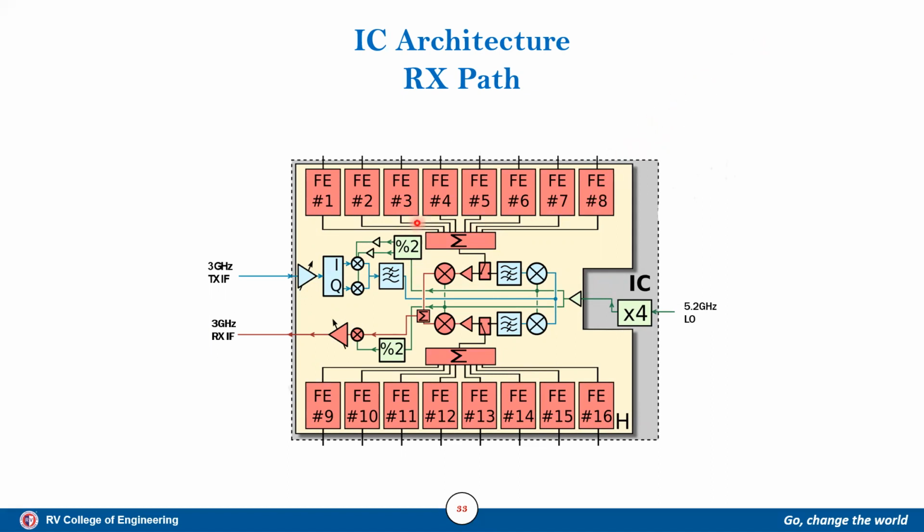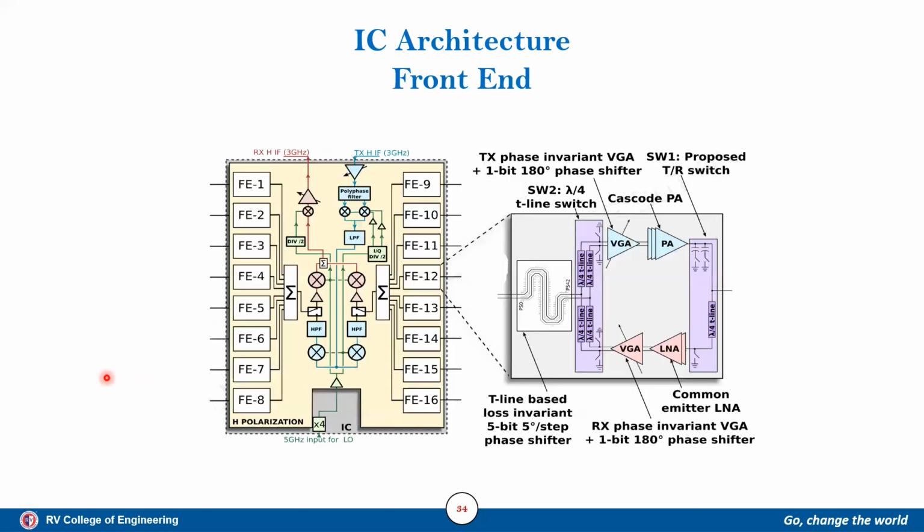And coming to the RX path, the signals are collected from the antennas, and these are multiplexed. This is a dual heterodyne down-conversion, where mixers are there. So basically two-step down-conversion is there. And finally we get a 3 gigahertz IF signal, which will be sent to the baseband processor.